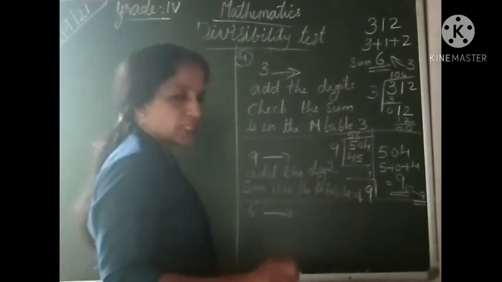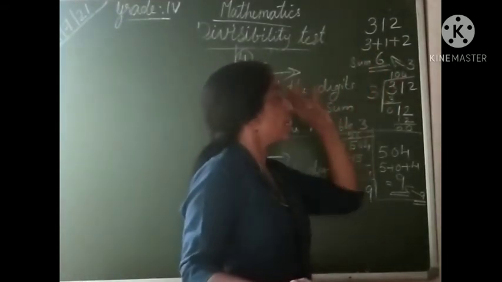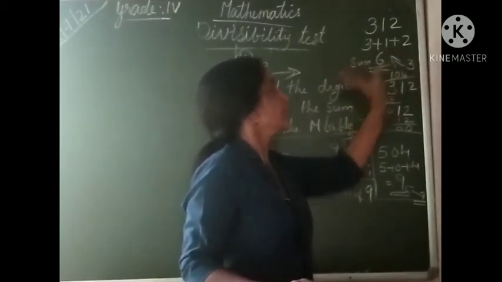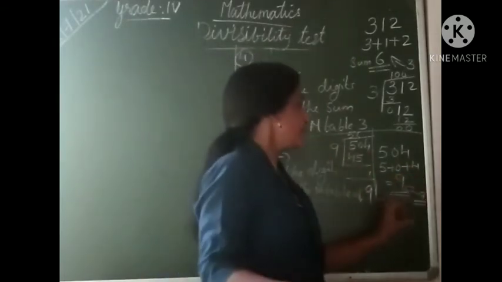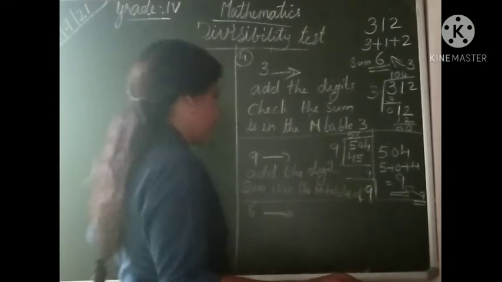Understood? Then what about 3 and 9? We don't want to check the places. We have to add the digits. Add all the digits; the answer we get is a small number. Check whether that number is in the table of 3. For 9 also, add the digits and check that the last sum is in the table of 9.